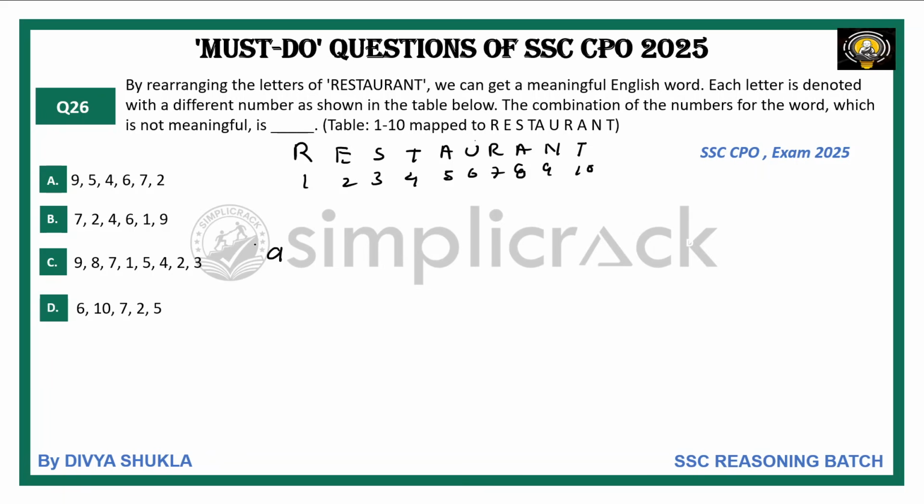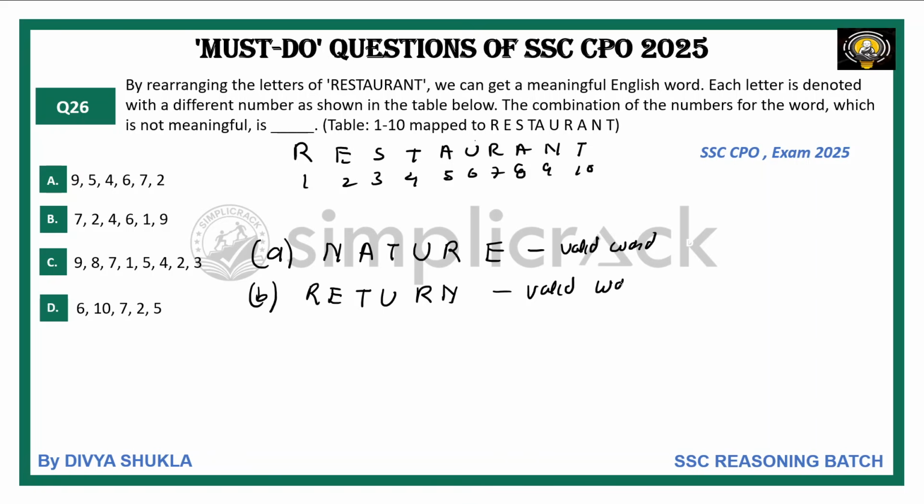If I consider option A, I have 954, so N A T, then 6 is U, then 7 is R, and 2 is E. So nature. This is a valid word, and we need to find the option which is not forming a valid word. The second option, 724, is R E T, then 4, then 6 is U, R and 9. So return, this is also a valid and meaningful word.